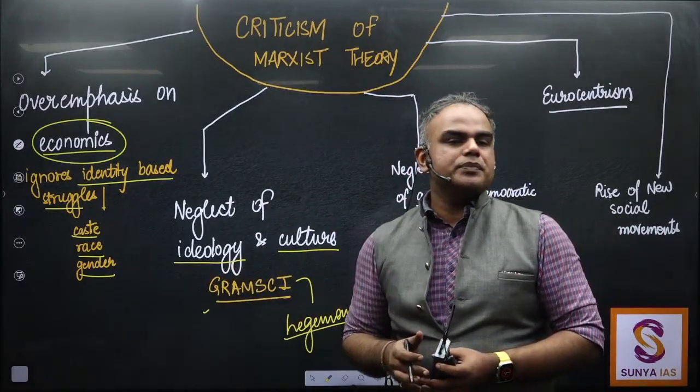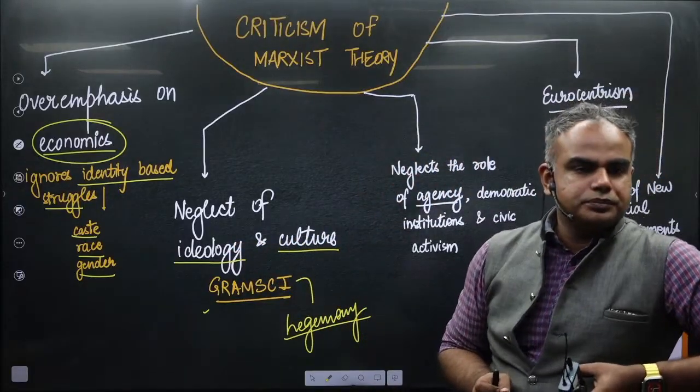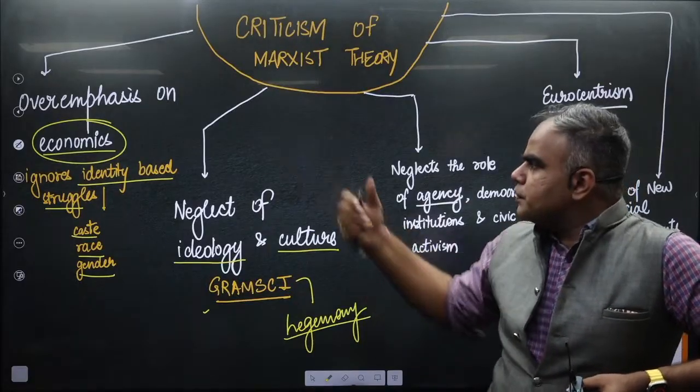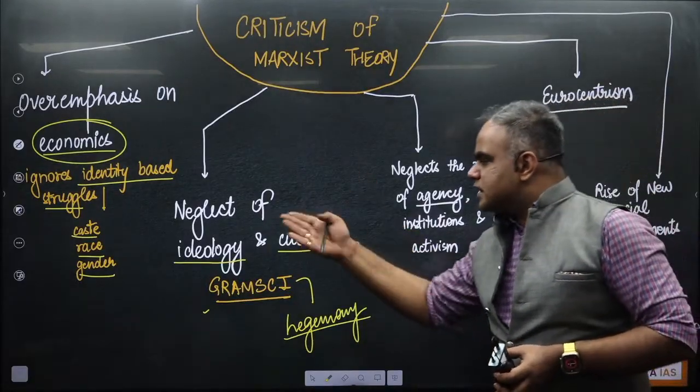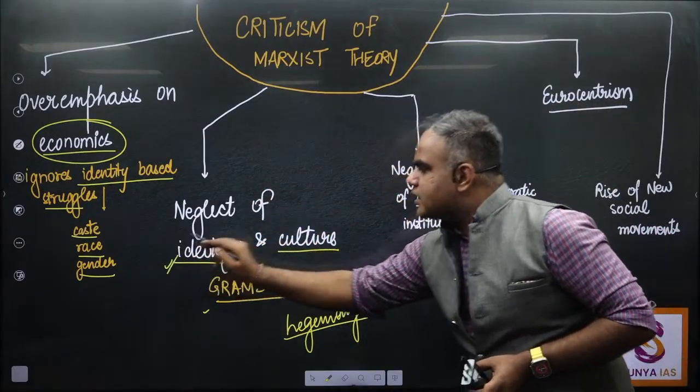Example, Gramsci. The neglect of ideology and culture, or you can also say the failure of economic determinism to explain the current events. Why? Because it neglected ideology and culture.